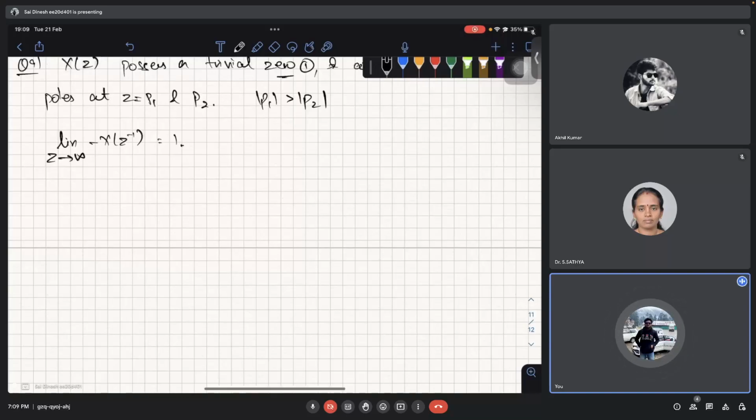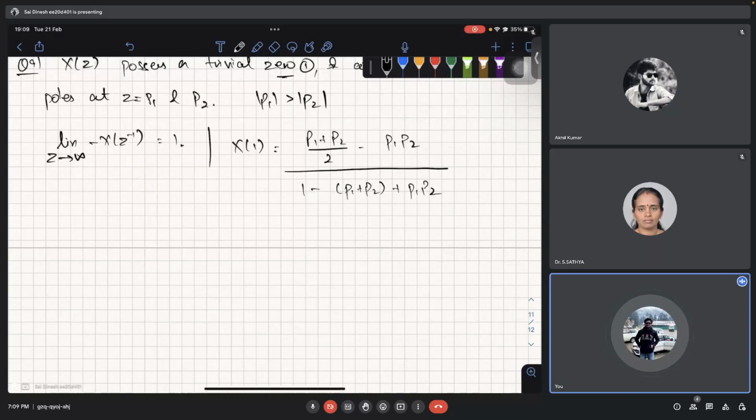Also, one more thing he has given in the question is x of 1 is equal to (p1 plus p2 by 2 minus p1 p2) by (1 minus p1 plus p2 plus p1 p2). Once we have this information, we need to solve for x of n basically.